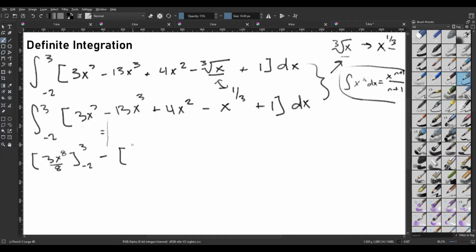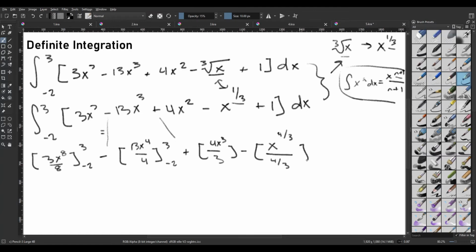So minus 13x to the 4th over 4, of course from negative 2 to 3, plus, signs are the same, so plus 4x cubed over 3, minus, this is where it maybe gets a little bit tricky, but it's nothing we can't handle. So we have x, and then we have to add 1 here, because remember it's n plus 1. What's 1/3 plus 1? It's going to be 4/3. So 4/3 divided by 4/3 from negative 2 to 3, and then remember with any constant, we just have that as 1x, or just x, either way, from negative 2 to 3.